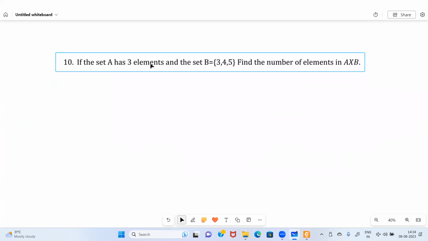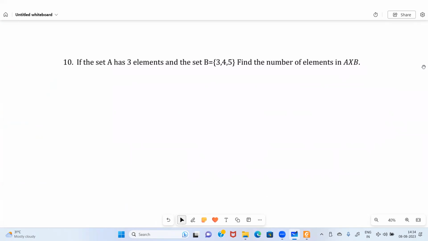If set A has 3 elements and set B is given by 3, 4, 5, find the number of elements in A cross B. A cross B refers to the Cartesian product. We know that number of elements in A cross B can be simply obtained as the product of number of elements in A multiplied by number of elements in B. Number of elements in A is already given. It is 3. And number of elements in B we can count. How many are there? 3.